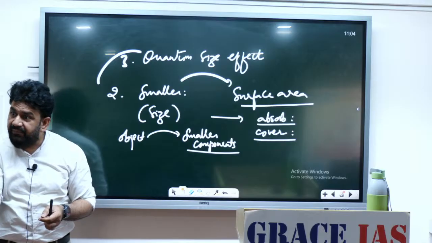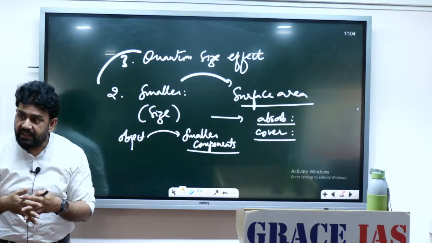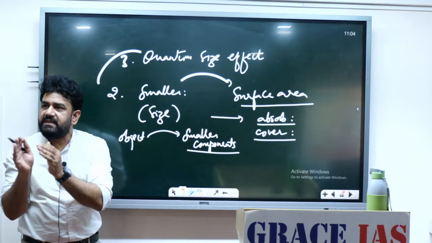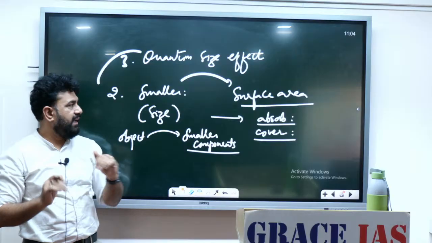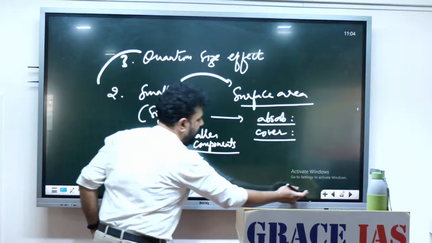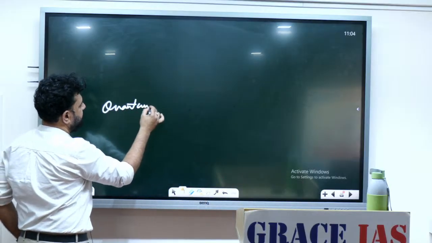directly deliver it to the affected part, you can save a lot of other things. That is the surface area, the small size advantage. Apart from that, quantum size effect is the third advantage of nanotechnology. What is quantum size effect?